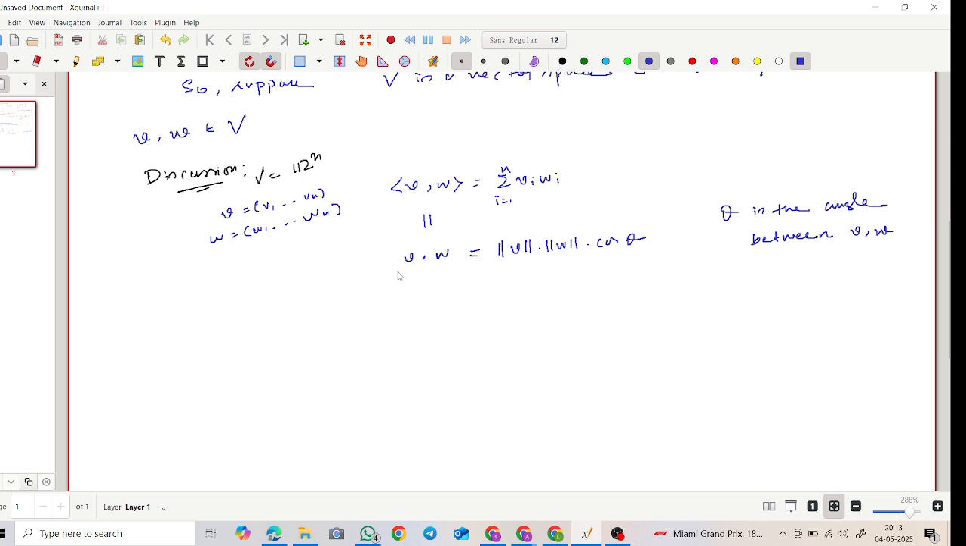So you already have this. Let's just put it this way. That is your equation, right? So you can define cos theta by this. That is, cos theta equals the inner product of v, w over the norm of v, v times the norm of w, w. So that is the formula for cos theta.